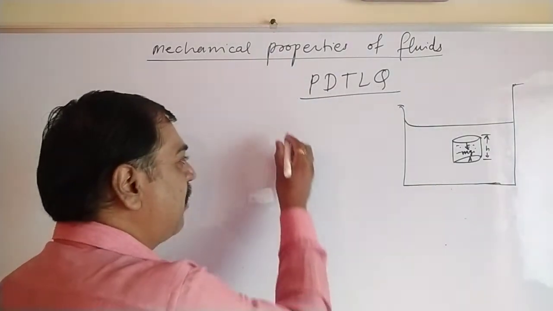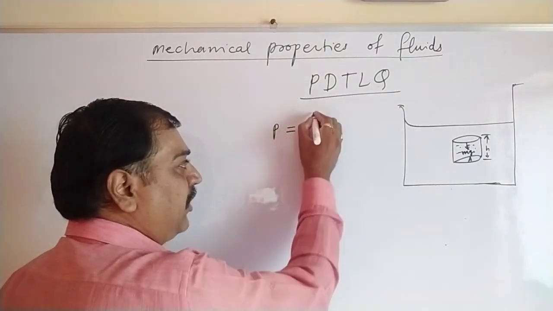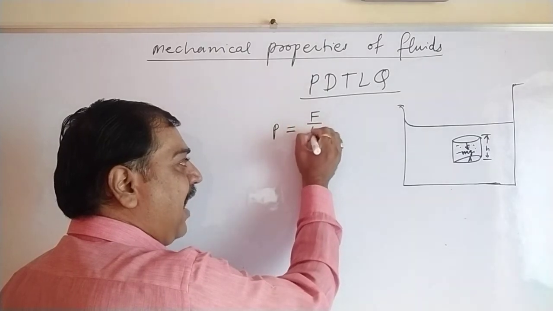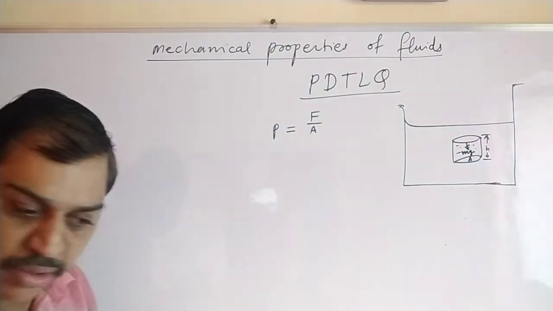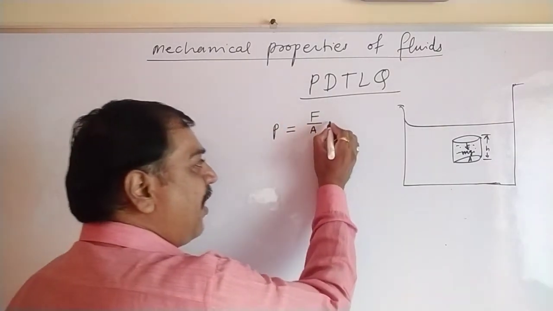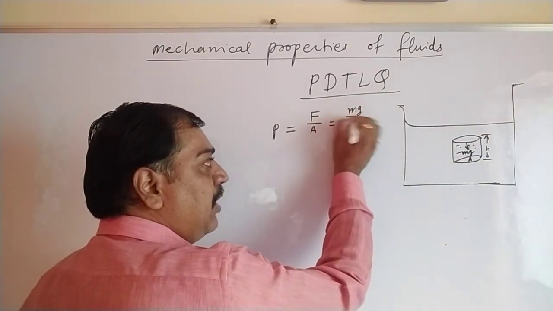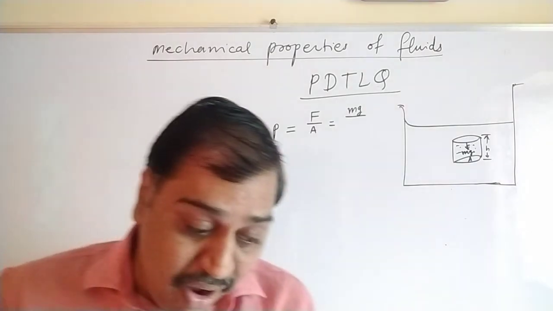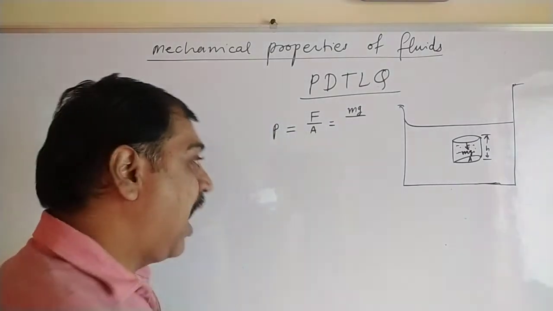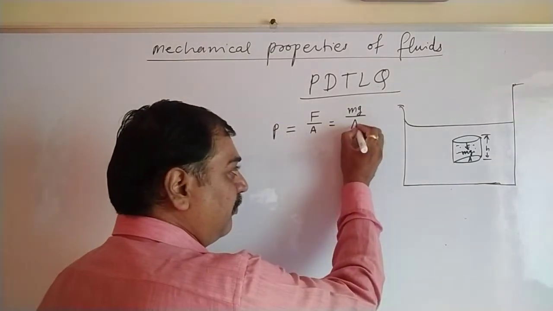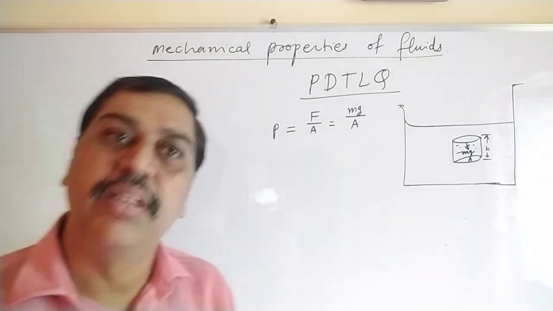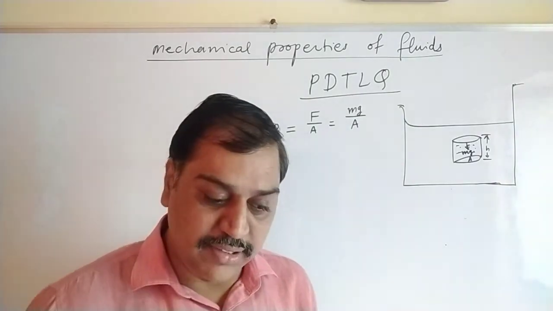So we can find the pressure, as we have learned. Pressure equals force divided by area. What is the force exerted in the downward direction? It is mg, divided by the area of the cylinder. I will write it here again as A. Just suppose it is A now, then we will solve it further.